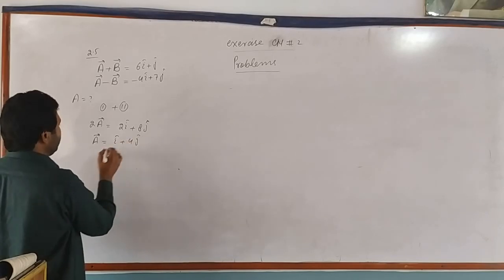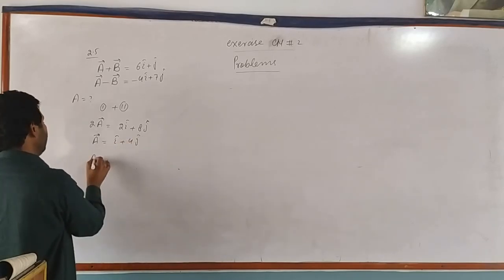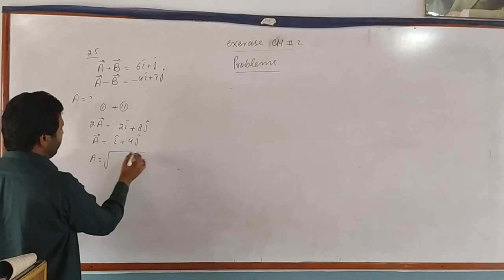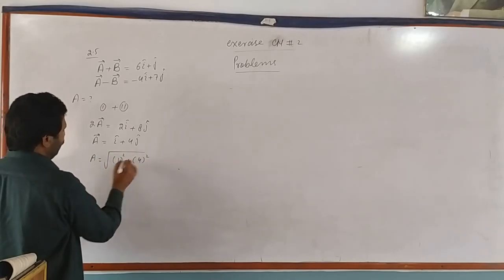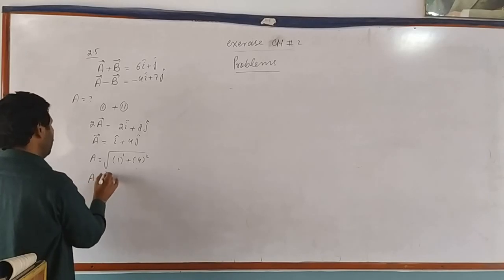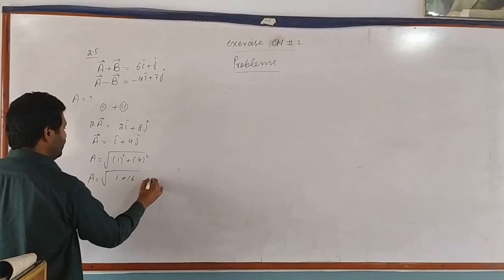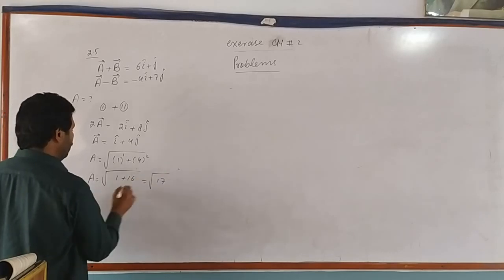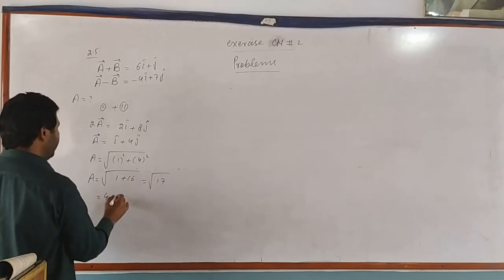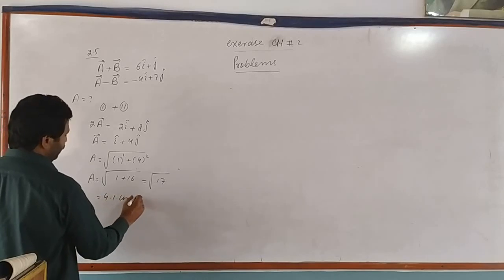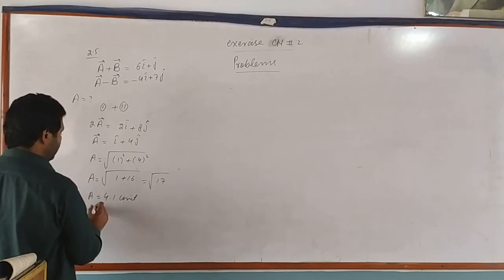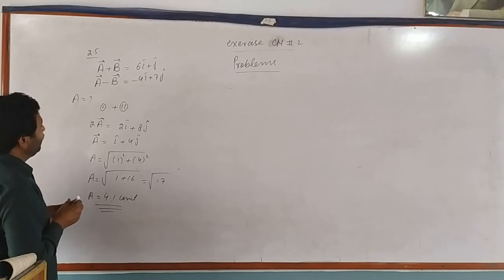vector plus 4j. The magnitude of this vector A will be found by the Pythagorean theorem, which is equal to 1 square plus 4 square. A is equal to the square root of 1 plus 16, which is equal to the square root of 17, which is equal to 4.1 units. This is numerical question number 5.